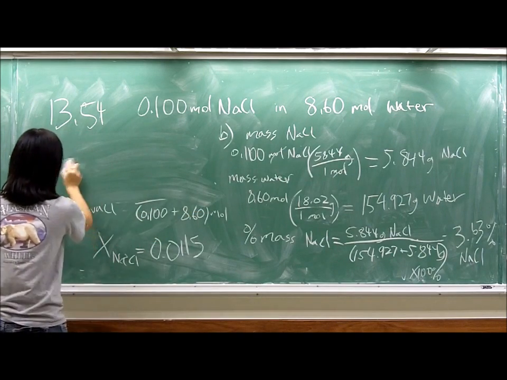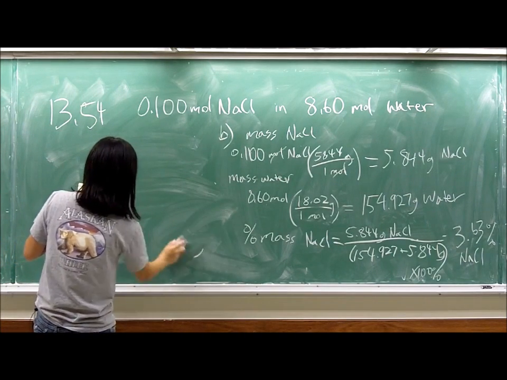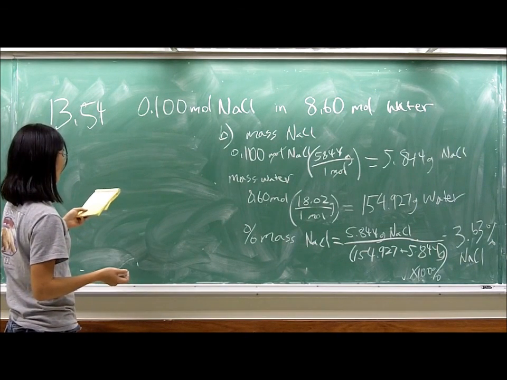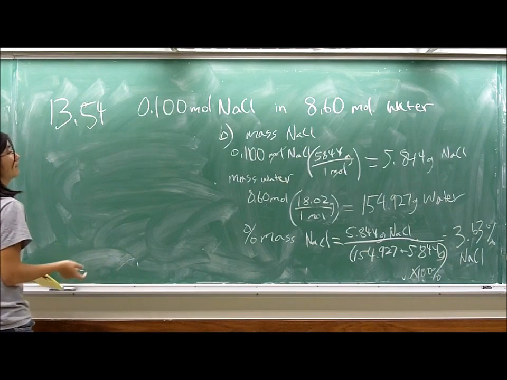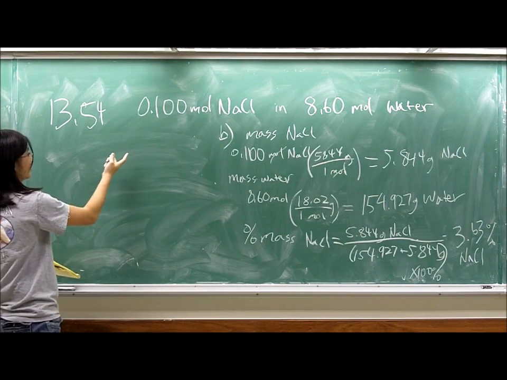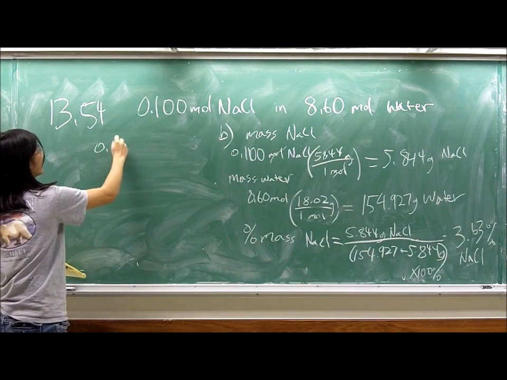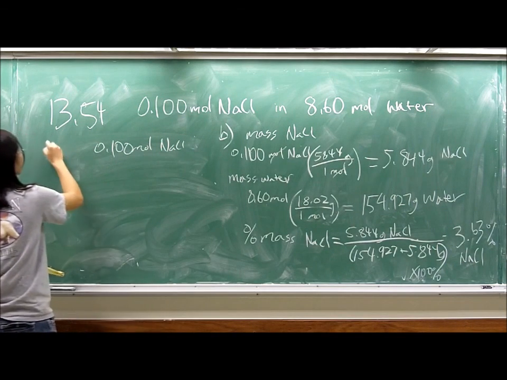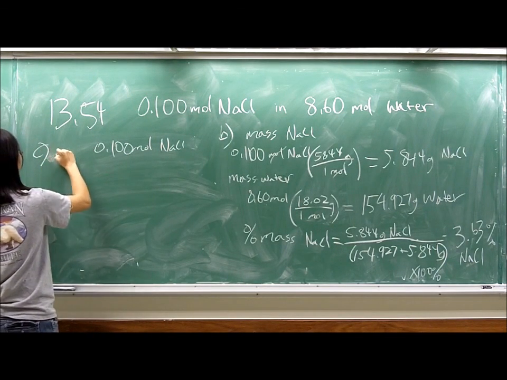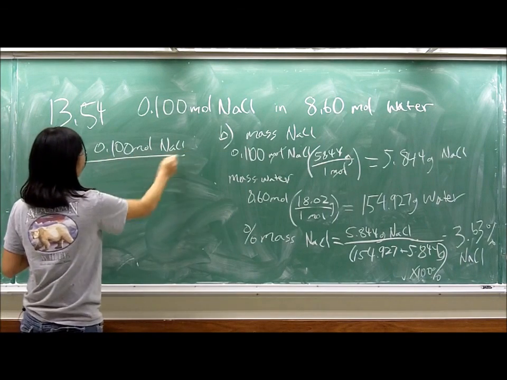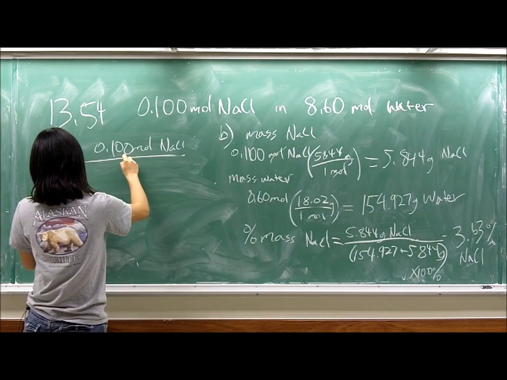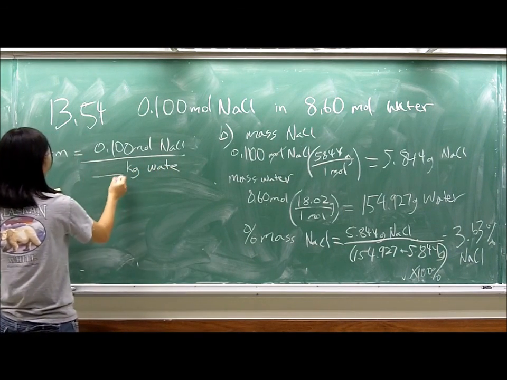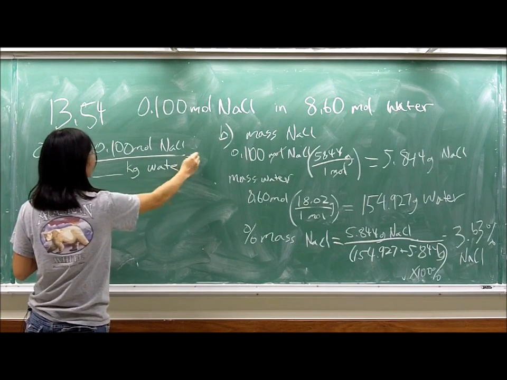The third part of this problem is the molality. Molality is the number of moles of solute over the kilograms of solvent. So you already have the moles of solute, which is the 0.100 moles of NaCl. This is part C, the one I'm trying to find. And then you need the kilograms of the water.